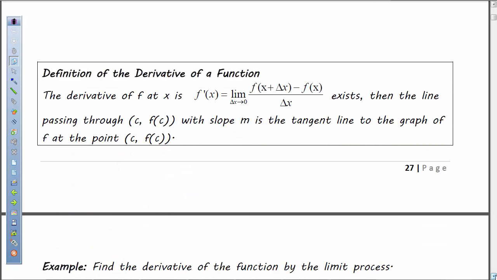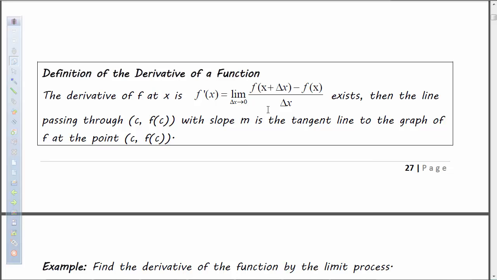All right, so now we're going to define the derivative of a function. It says the derivative of f at x is f prime of x. We use this notation f prime to say that this is a function that was derived from, or is related to, the function f. So here we have f prime of x. We got it from f. f prime of x is equal to the limit as delta x approaches 0 of f of x plus delta x minus f of x all over delta x, if the limit exists.